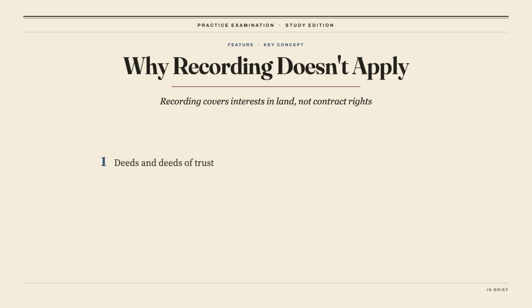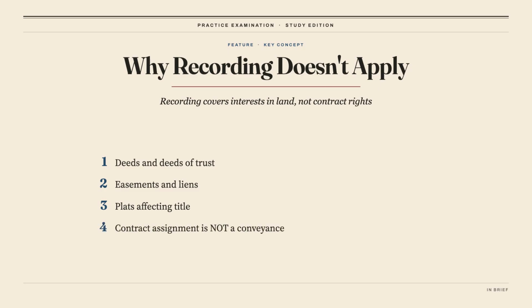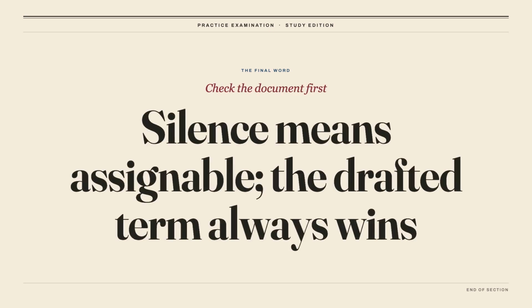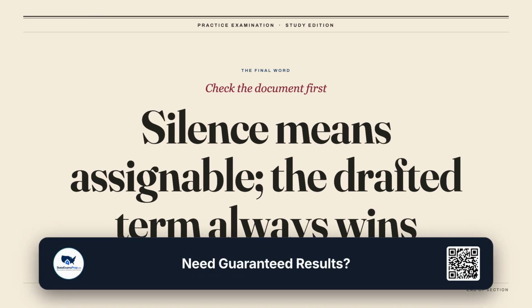Recording is a distractor. It gives notice of instruments affecting title to land, like deeds, easements, liens, and plats. But an assignment of contract rights is just an agreement between two parties, not a conveyance of land. So it takes effect without any filing. In practice, most purchase forms address assignment directly. But where the document is silent, assignability is the starting point, and the burden falls on whoever wants to stop the transfer.